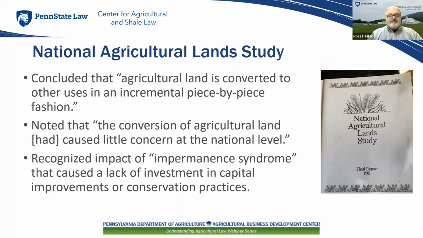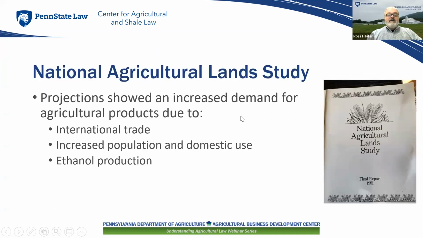As you look at these conclusions today, they're certainly not earth-shattering, but they did document this land loss, and concluded that a lot of it was a result of small, piece by piece loss of land in an incremental fashion, noting that this really had not been an issue addressed at the national level, and that the uncertainty created by this piece by piece loss of agricultural land could impact the willingness of farmers or others to invest in this agricultural land.